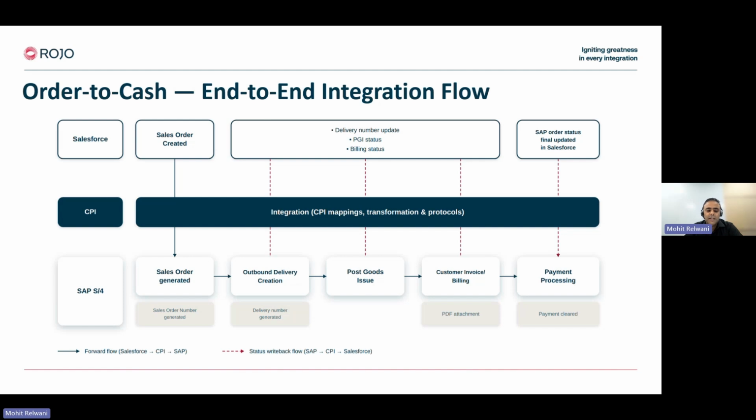The middle one is the integration layer, where we are putting our expertise, and on top of it we have Salesforce, which we are considering as the CRM system. You can see which process is happening where: sales order generation, outbound delivery, post goods issue, customer invoice and billing, and payment processing are all going to be part of SAP as per this solution.